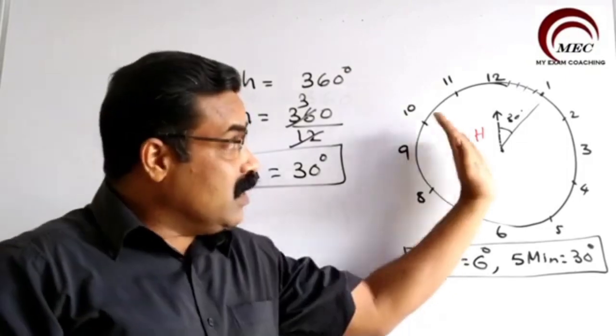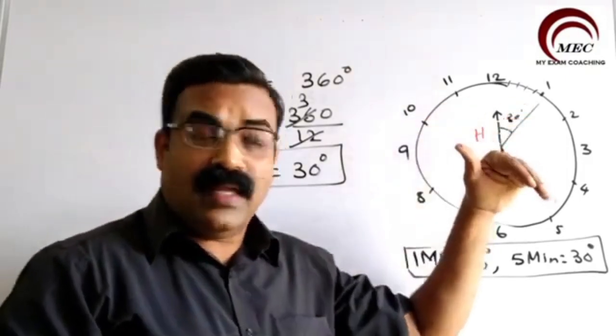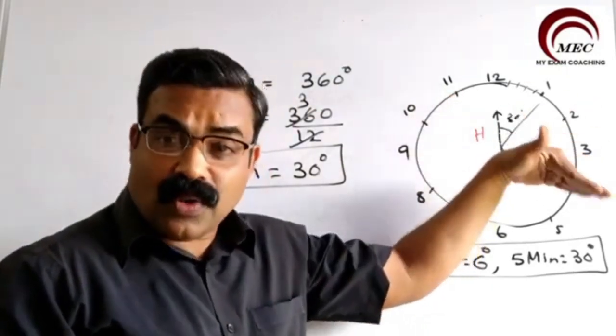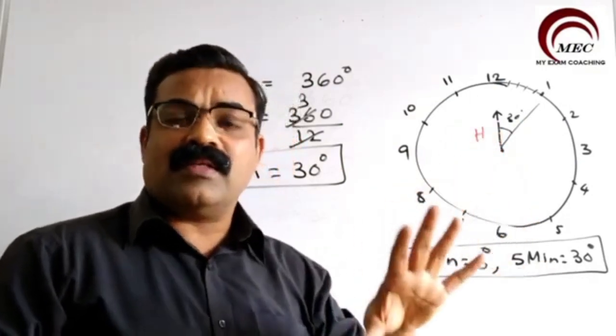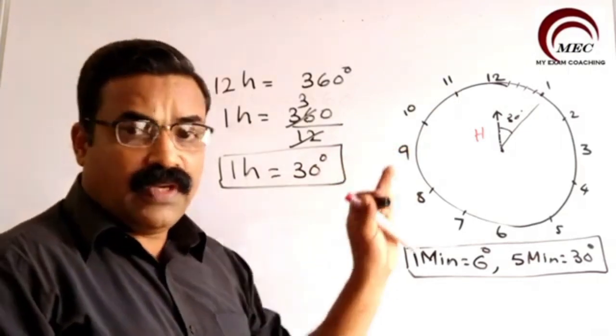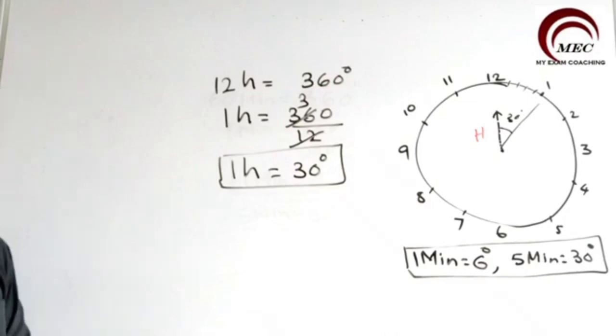Understand the concept. When the hour hand moves 1 hour, how much will be the degree? When the minute hand moves 1 minute or 5 minutes or 20 minutes or 30 minutes, what is the angle measurement? These are the common concepts we need to understand. Once you are clear with this, kindly note this also. Then we will go to the questions.